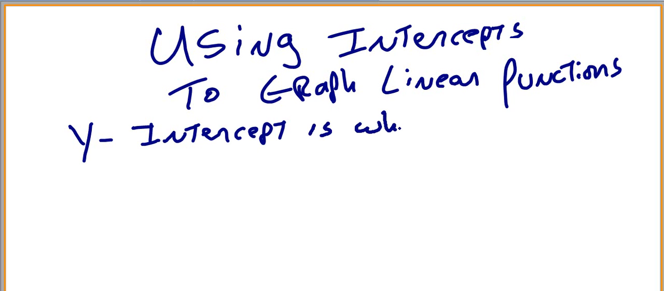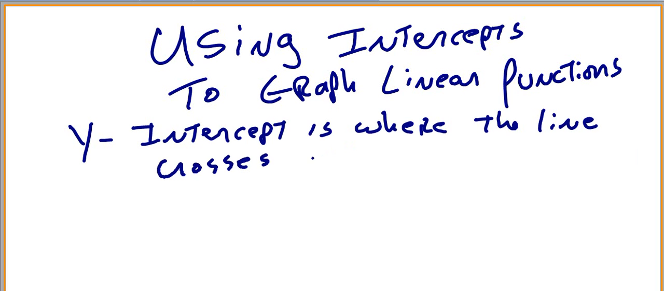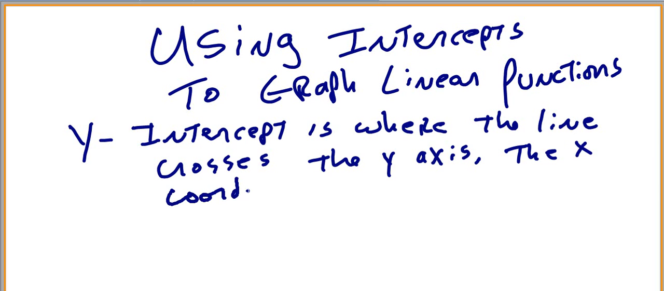is where the line crosses the y-axis, right? Your x-coordinate is 0. So we'll have something that looks like (0, y).